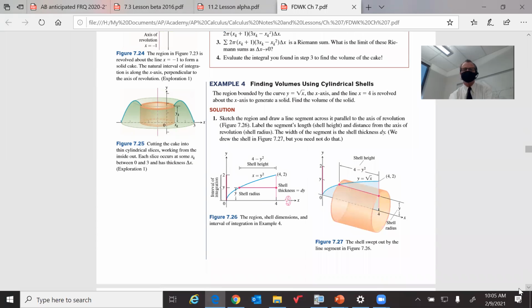So here's the picture. You have the curve, y equals root x, the x-axis, and x equals 4. And you're taking it around the x-axis. All right, we're going to pause this for a second.